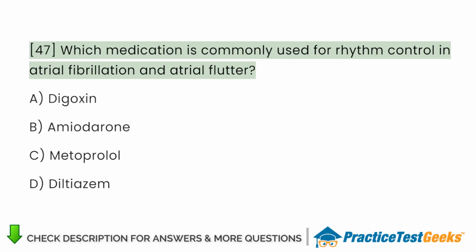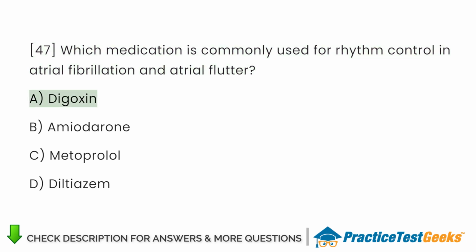Which medication is commonly used for rhythm control in atrial fibrillation and atrial flutter? A. Digoxin. B. Amiodarone. C. Metoprolol. D. Diltiazem.